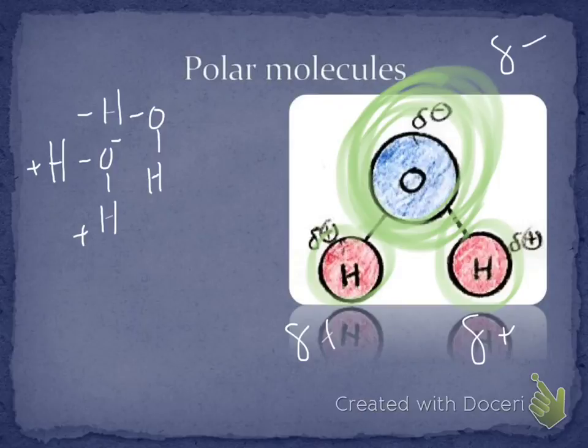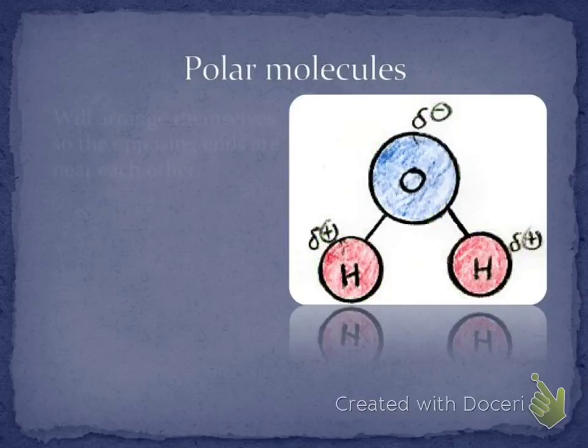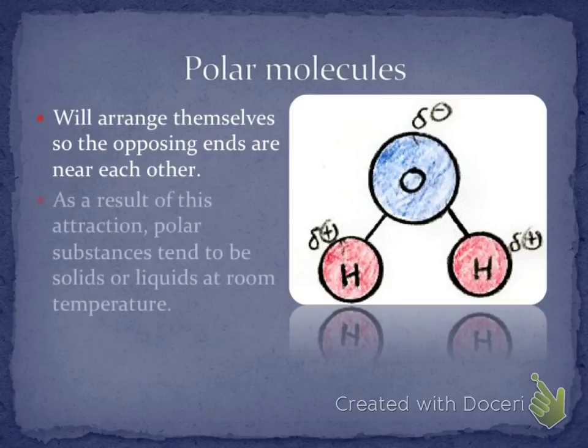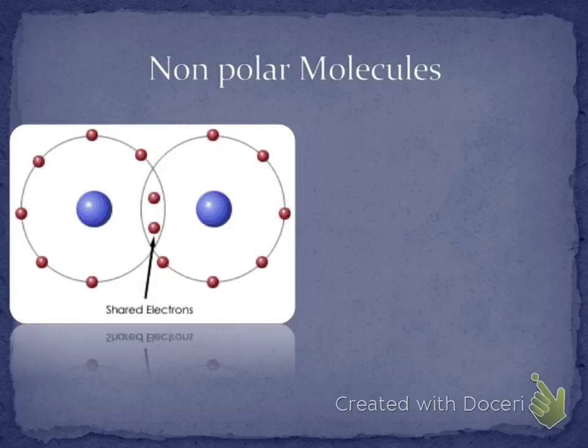And this will keep the water as a substance, as a liquid or a solid, because of the strong opposite attractive force. So every positive end is attracted to a negative end. And I'll give you a little demonstration about how water can be affected by charges tomorrow in its polarity. So polar molecules arrange themselves so opposing ends are near each other, and they tend to be solids or liquids at room temperature as a result of that.